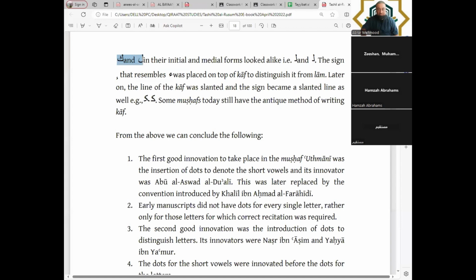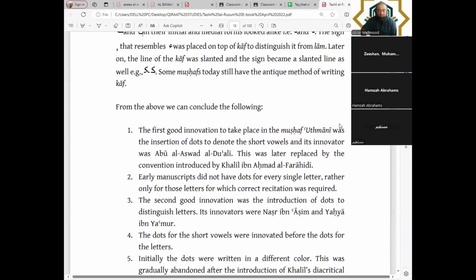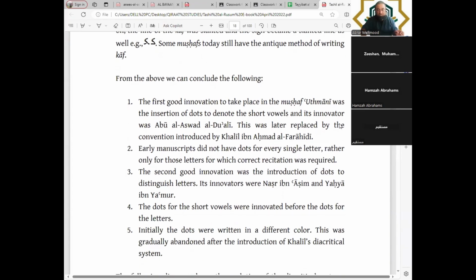Kaf and Lam in their initial and medial forms looked alike, and the sign that resembled Hamza was placed on the top of Kaf to distinguish it from Lam. Later on, the line of the Kaf was slanted and the sign became a slanted line as well. Some Musaf today still have the antique method of writing Kaf. From the above, we can conclude the following.